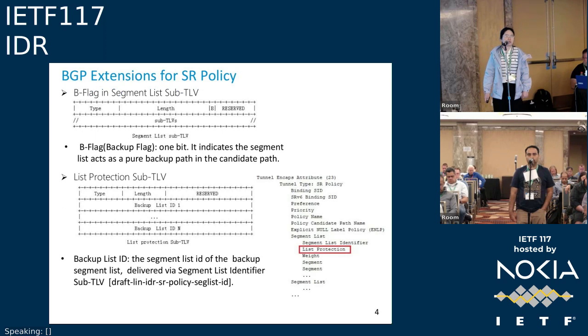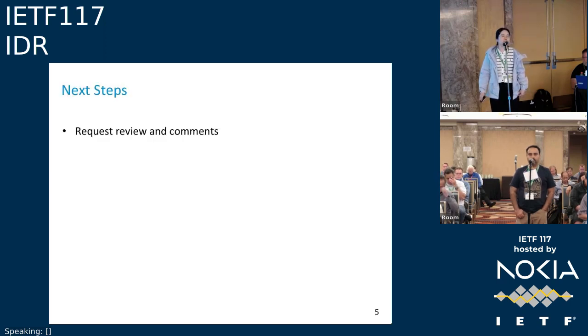And here's a quick recap of the expansion. And we add a B flag in the segment sub-TLV to indicate that this segment list acts as a pure backup path. And the list protection sub-TLV is defined as a sub-TLV for the segment list sub-TLV. And it carries the segment list of the backup segment. It carries the list ID of the backup segment list, which can be delivered via segment list identifier introduced in draft link. And that's all. We request review and comments.